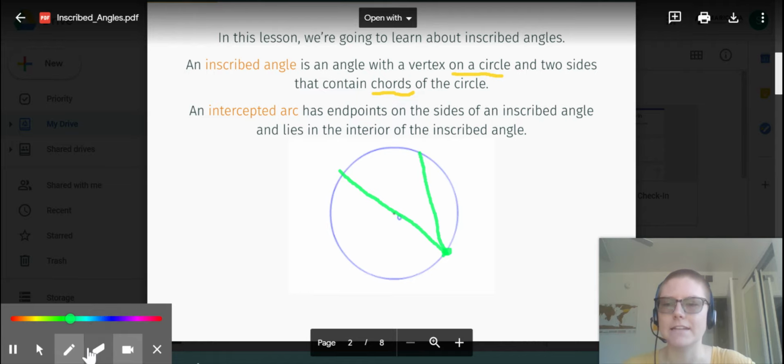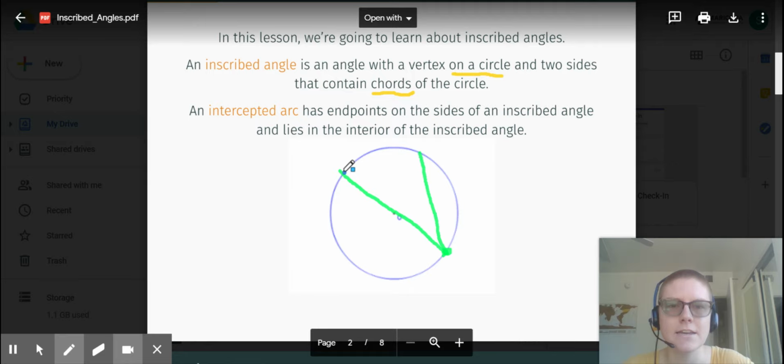An intercepted arc has endpoints on the sides of an inscribed angle and lies in the interior of the inscribed angle. So the intercepted arc is the one that's between the edges of our inscribed angle. This is one example of what an inscribed angle could look like. There are actually three different ways that it can look. This is the example where one of the sides of the angle is a diameter of the circle.